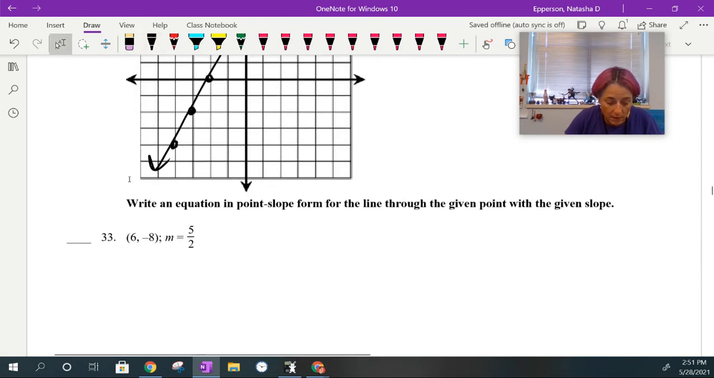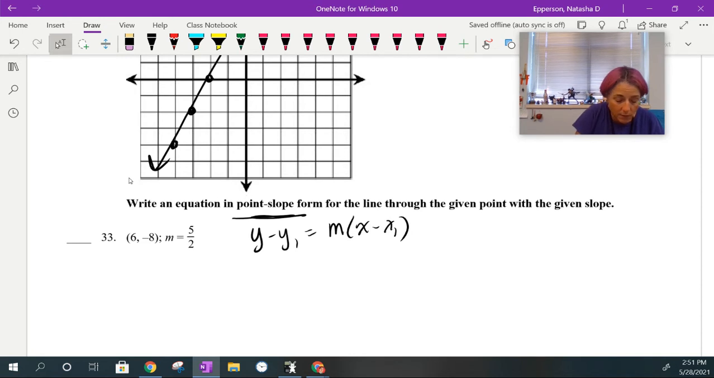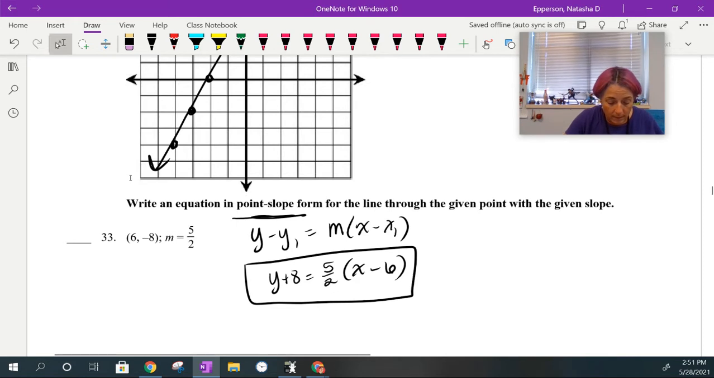Write the equation in point slope form. y minus y1 is equal to m times x minus x1, through the slope and the given point. So this is going to be y plus 8 is equal to 5 halves times x minus 6. We're done. That's all we're asking.